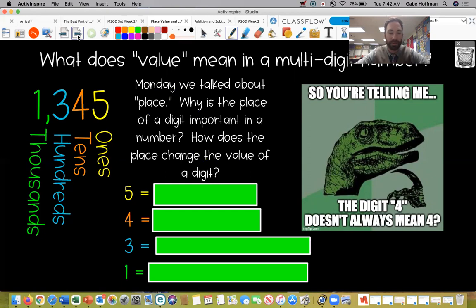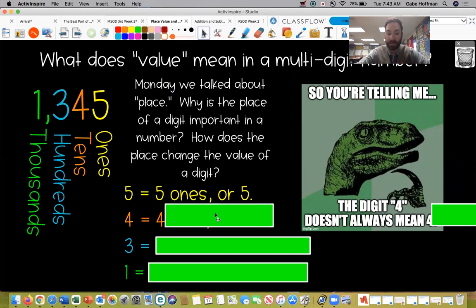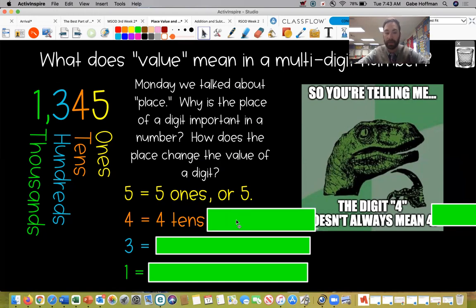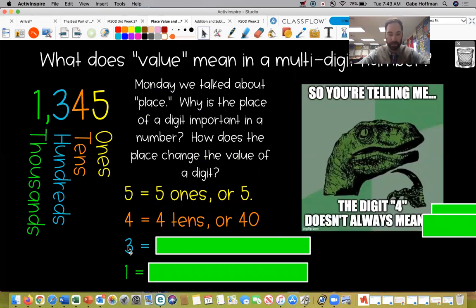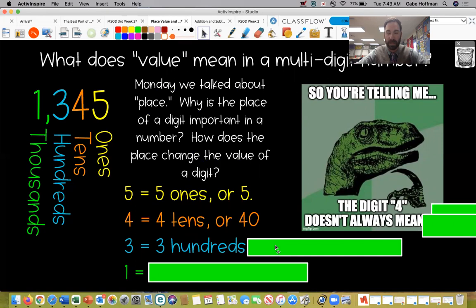So here we have a 4-digit number. See if you can say this number out loud to yourself, and then I'll say it. It's 1,345, right? So the 5 is in the ones place, meaning that the value of that 5 is simply 5 ones, or 5. If I have 5 ones, I have 1, 2, 3, 4, 5 ones. That 4 is in a different place. The 4 is in the tens place, which means I have 4 tens. So if I count by 10 four times, the value is not just 4, it's 10, 20, 30, 40. So the value of that 4 in the tens place is 40. The 3 is in the hundreds place. There are 3 hundreds. If I count by 100 three times, I have 100, 200, 300. So I have 300.